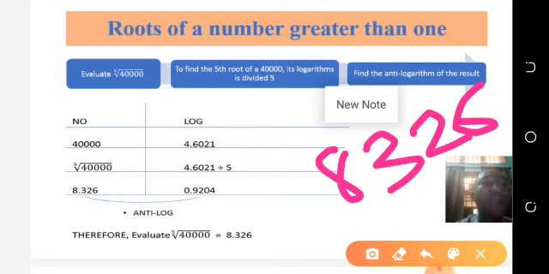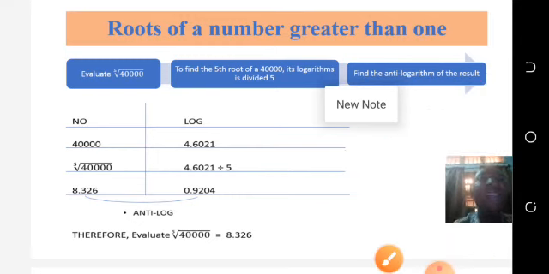What is the next thing? Good. To place the decimal point. Where do we place the decimal point? We are going to check the characteristic. The characteristic here is 0. When you add 1 to 0, that will give us 1. So where are we putting our decimal point? After the first figure. And the first figure there is 8. Put your decimal point there. So therefore, the fifth root of 40,000 will give us 8.326. Good. So that is about the root of a number that is greater than 1.